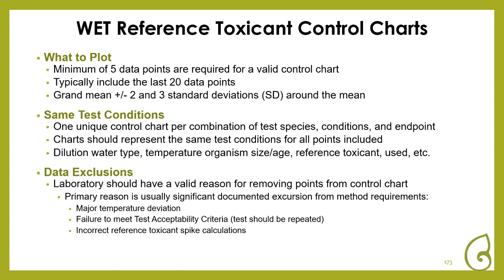If non-conforming data are going to be excluded from a control chart, the lab needs to have a documented reason for why. So this can include things like a documented observation of an excursion from the method requirements or test conditions on the bench, maybe a major temperature deviation. Can also include a failure to meet the method required test acceptability criteria. So it's potentially an invalid test. Or maybe the reference toxicant concentrations were incorrectly calculated.